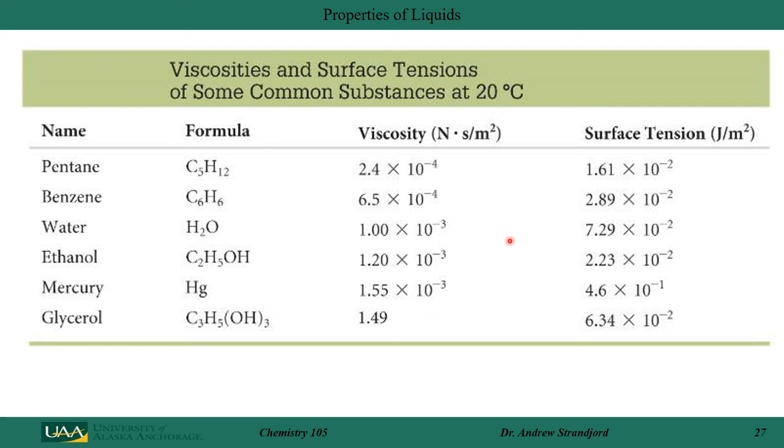We look at surface tension here, and most of these organic molecules, pentane, benzene, ethanol, and glycerol, all have a very similar surface tension. However, mercury has a very different surface tension in joules per meter squared, and that's why it forms that convex structure when we put it in a test tube.